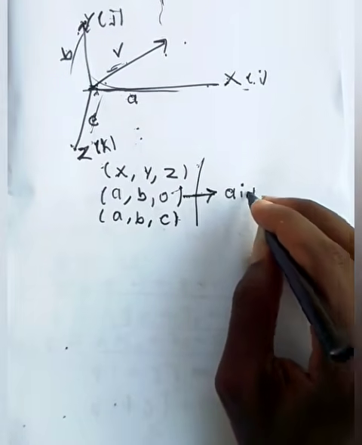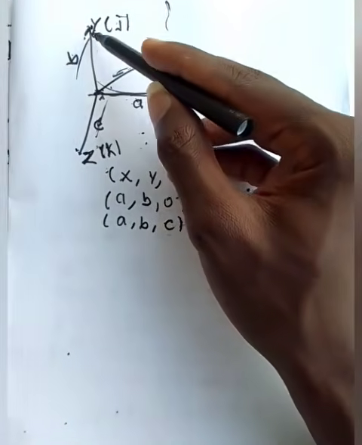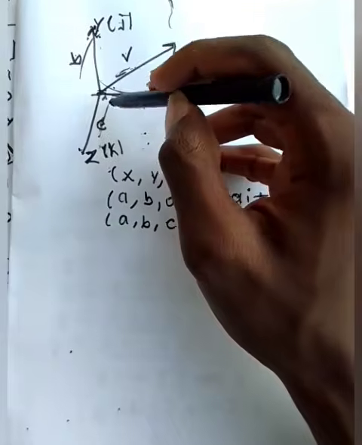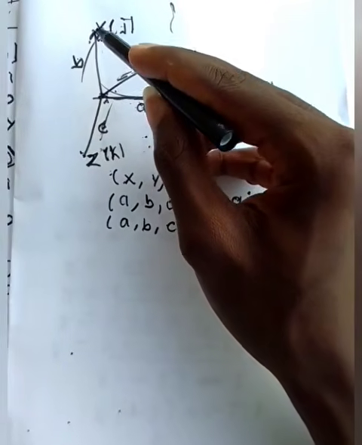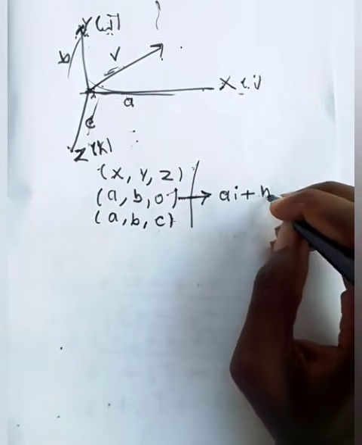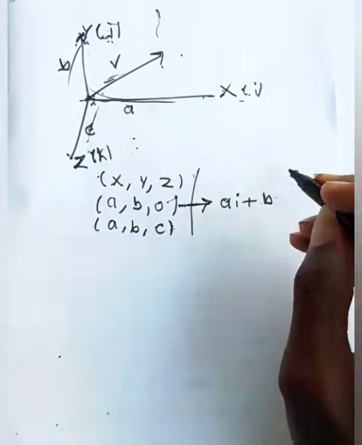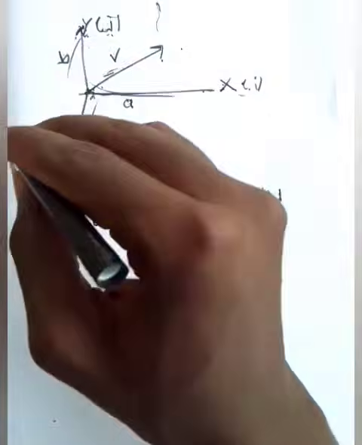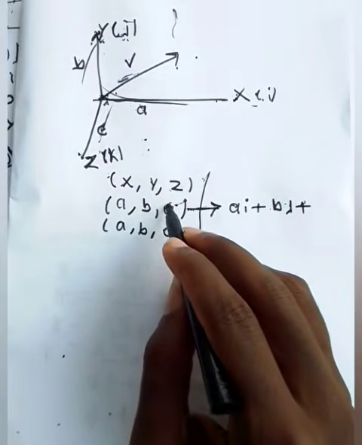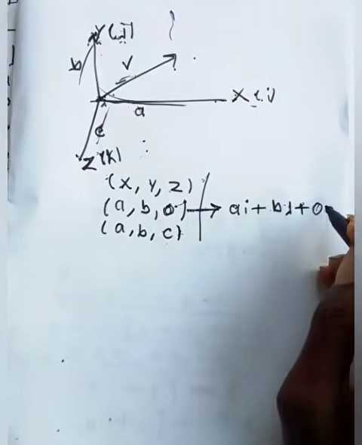Then you separate them by plus. Then we go to the next one, which is the y-axis. The B component is in the y-axis, which is denoted by the letter J. So you put the component B and the letter J, representing the y-axis. And then you say plus. Now this one is 0, it's not occupying the z-axis. So just put 0k.